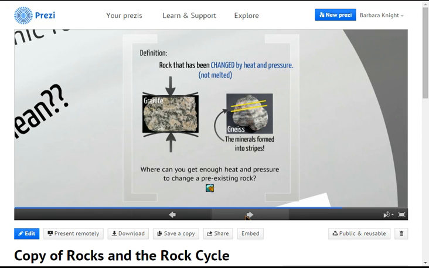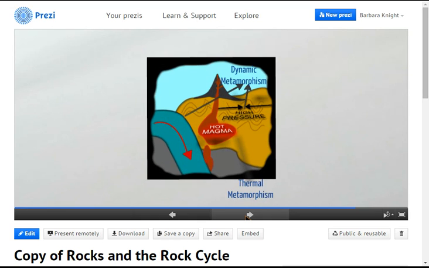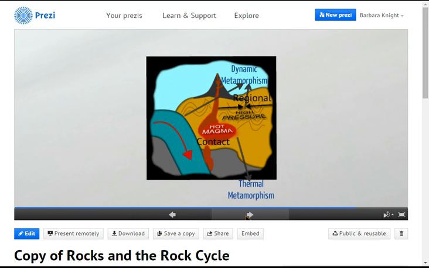So how does this happen? Because you just learned that igneous rocks form through the melting and recrystallization of magma. So how are metamorphic rocks different from igneous rocks? And where can you get enough heat and pressure to change a pre-existing rock? So in order to investigate that, we need to look at where magma is located and what type of metamorphic rocks form at specific locations in relation to magma.